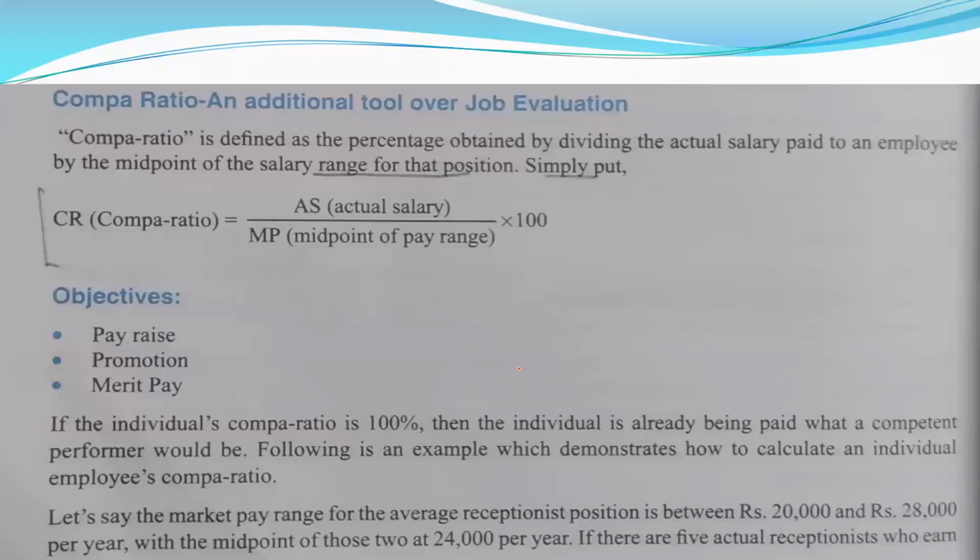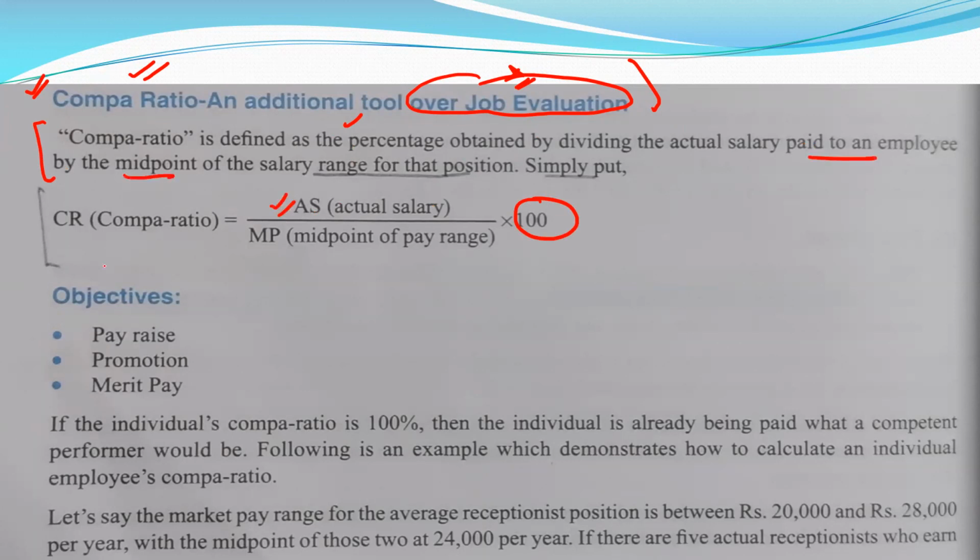So let's discuss this, directly from the book. Compa Ratio is an additional tool over job evaluation. The first question they will ask in the examination is whether Compa Ratio is under job evaluation or not. Yes, it is an additional tool over job evaluation. It is defined as the percentage obtained by dividing the actual salary paid to the employee by the midpoint of the salary.